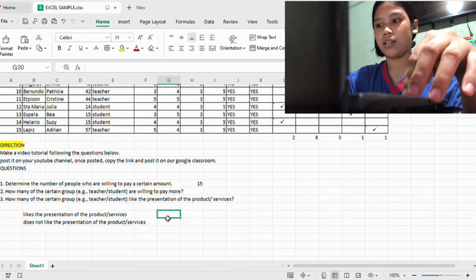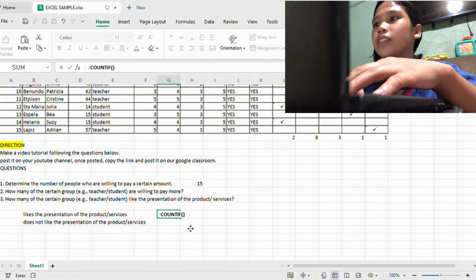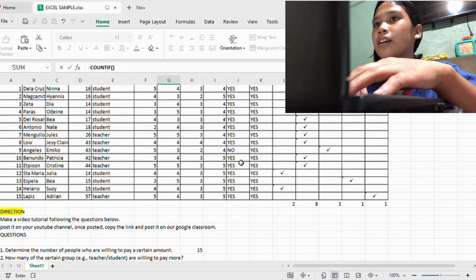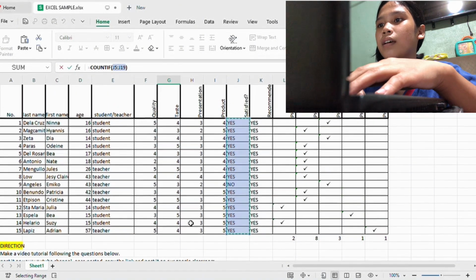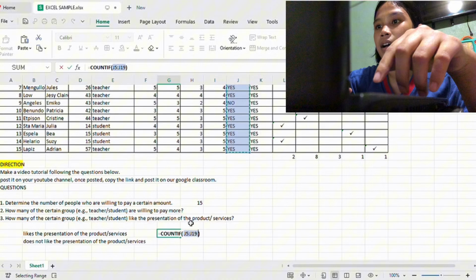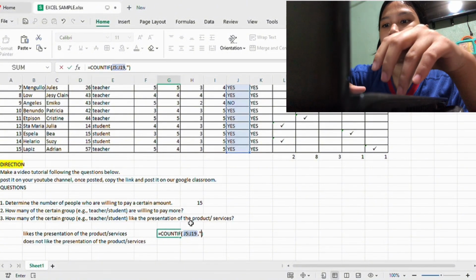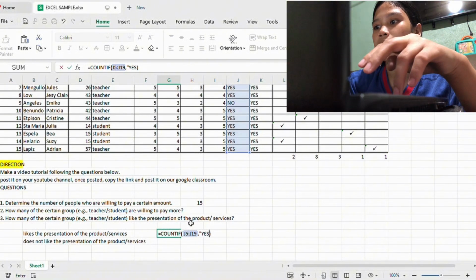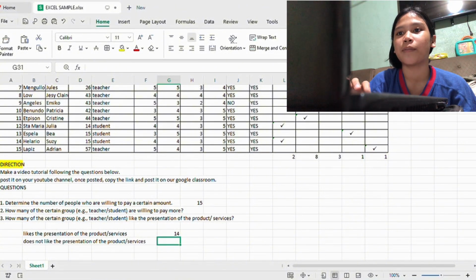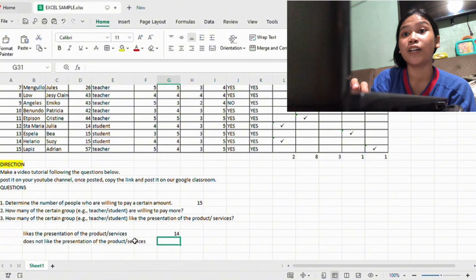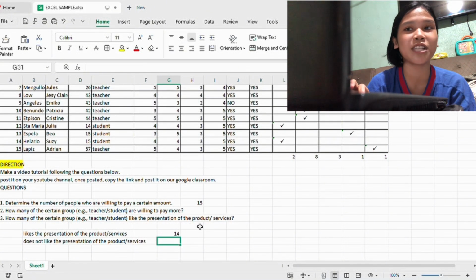First is equal, and then countif. After that, we're going to highlight from top to bottom, then comma, then quotation mark, and then we put yes, and quotation mark again, then enter. So that's the number of people who like our product or services.